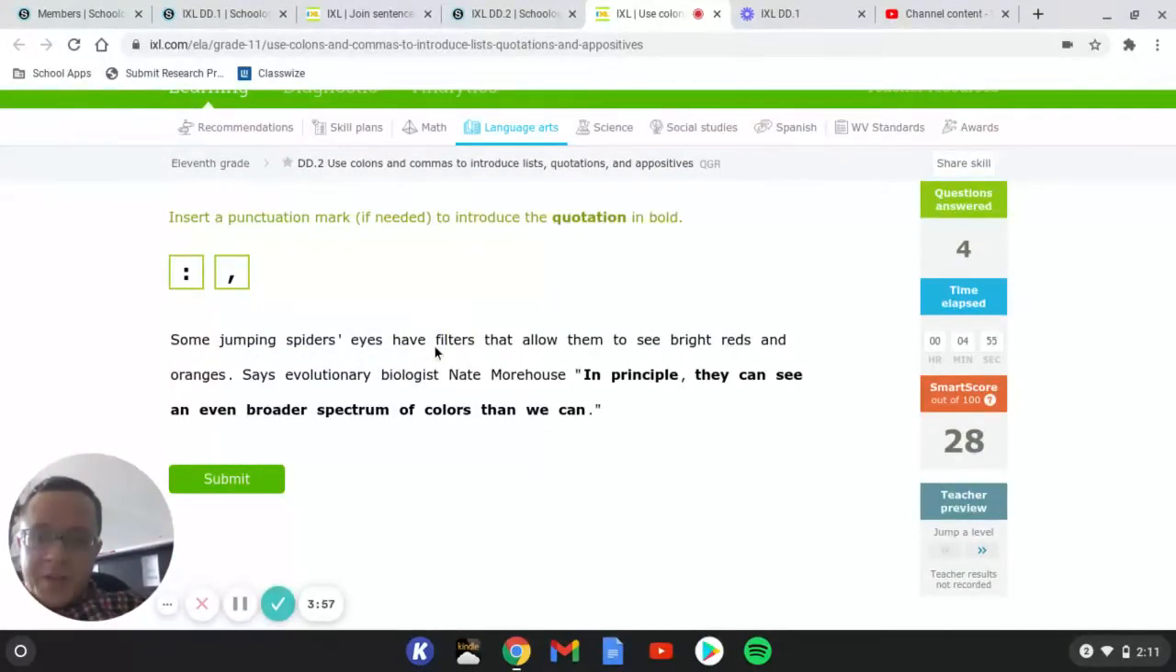Some jumping spiders' eyes have filters that allow them to see bright reds and oranges, says evolutionary biologist Nate Morehouse. In principle, they can see an even broader spectrum of colors than we can. So what comes before this is not a complete sentence. So because it's not a complete sentence, we have to use a comma here.